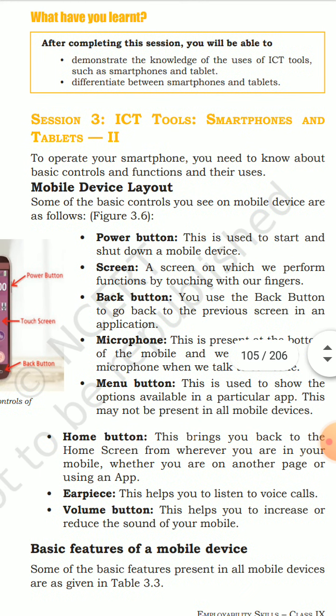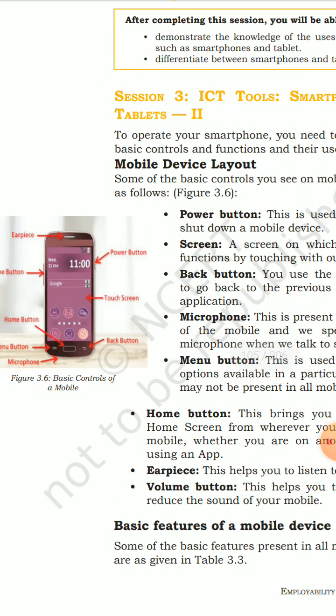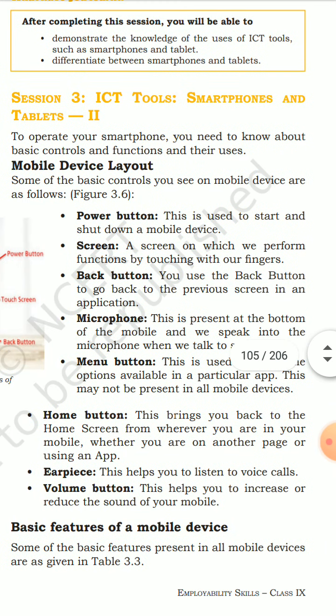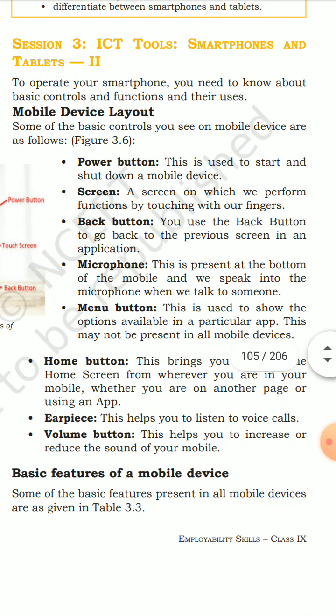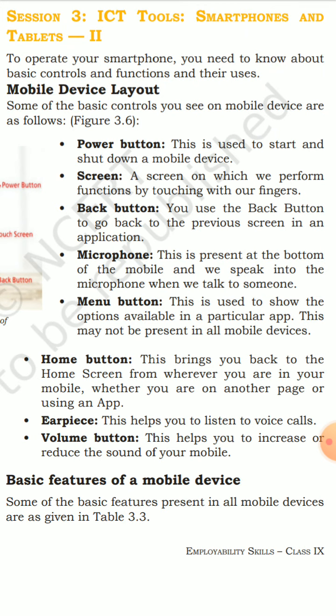And then the back button. It is used to go back to the previous screen in the application. You can see the back button is given on the back side, a downward back arrow. Now the microphone is present at the bottom of the mobile phone, and we speak into the microphone when we talk to someone.